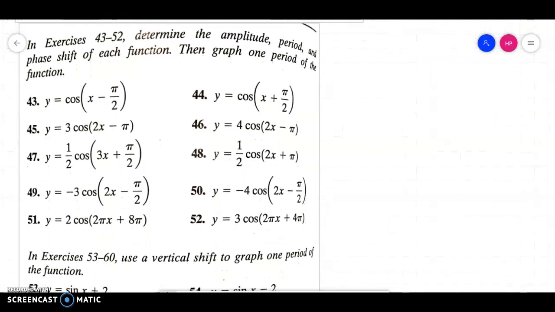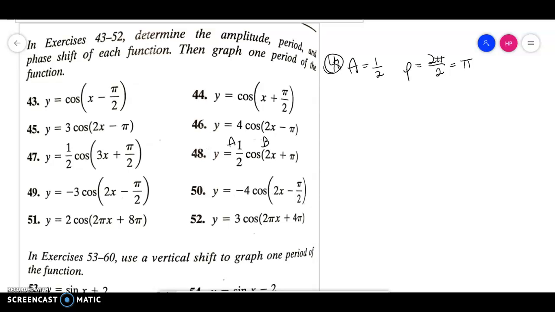So skipping 44, we'll take a look at 48. So this has a little bit of everything happening here finally. So for 48, A is 1/2, so that's my amplitude. B is the 2 that's in front of the X. So my period is 2 pi over 2, which is just pi when that simplifies.